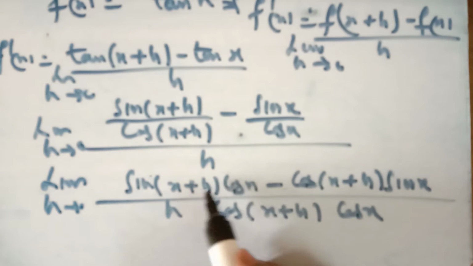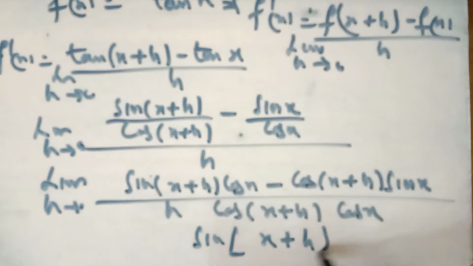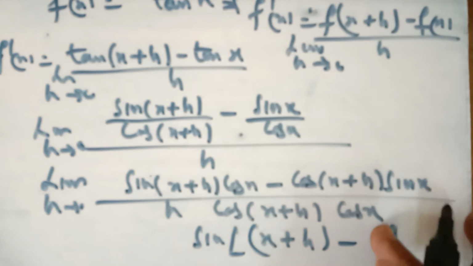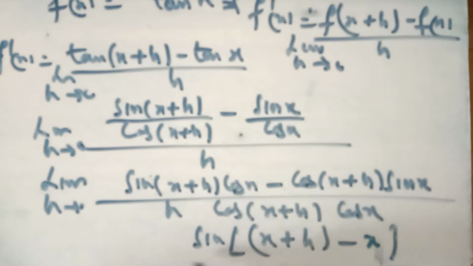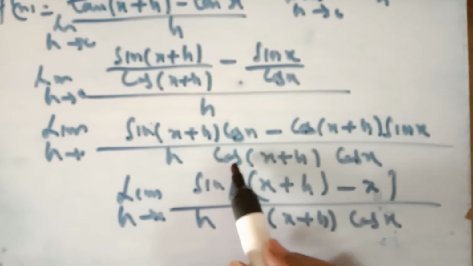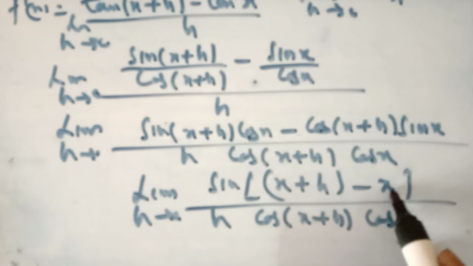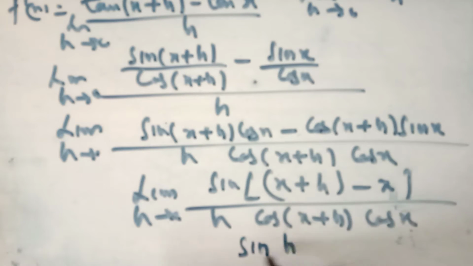Now see the numerator, sin A cos B minus cos A sin B. It is a formula of sin(A minus B). So sin(A minus B) upon h cos(x+h) into cos x, limit h goes to 0. See this carefully. In the numerator we have the formula of sin(A minus B), sin A cos B minus cos A sin B. So sin(A minus B), the x cancels out, so it is sin h upon h in the numerator, and cos(x+h) into cos x in the denominator.